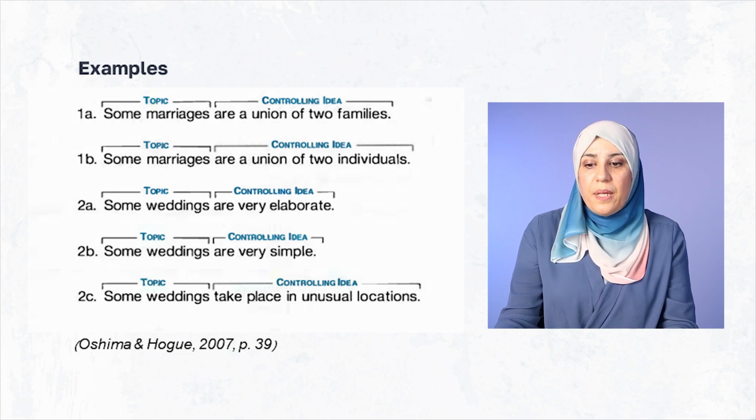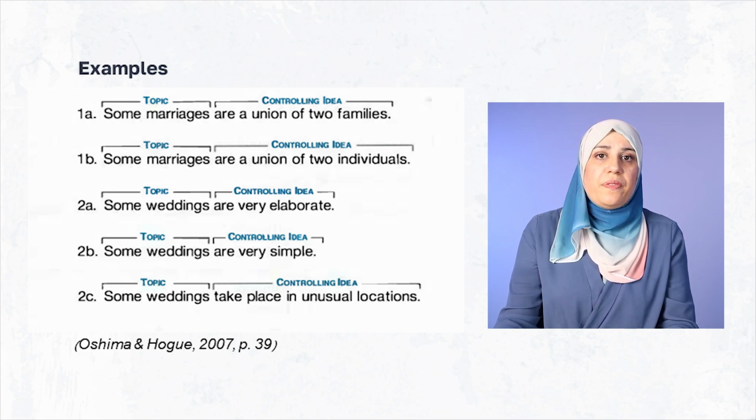The same topic, marriage, can have different controlling ideas. So we can say some marriages are a union of two individuals, some marriages or weddings are very elaborate, some weddings are very simple or take place in unusual locations. Each time we have a new idea for the same topic.